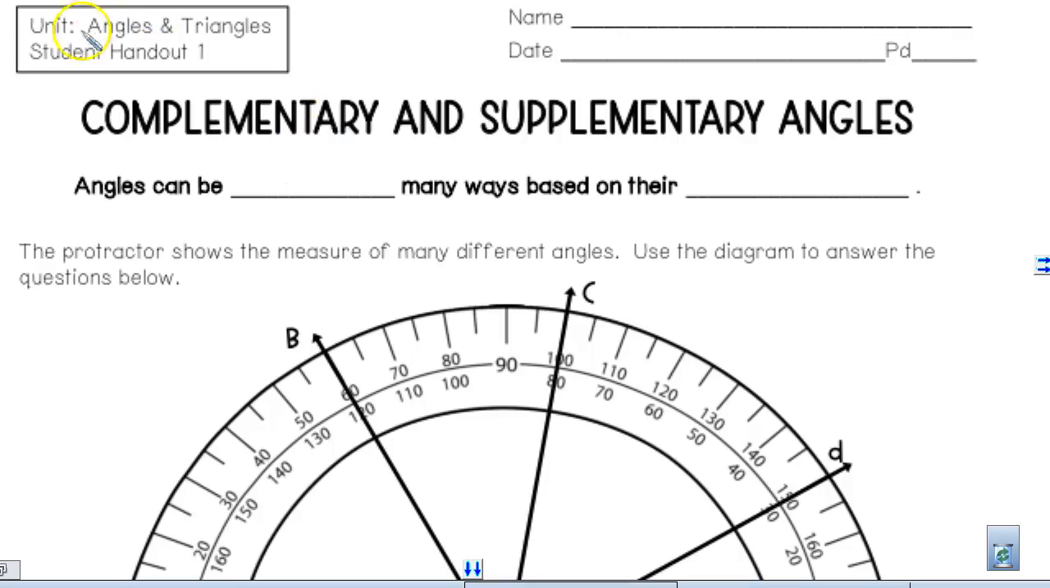So I need you to go ahead and flip to the following handout right here. And at the top, it should say student handout 1. That's going to be your notes for today. And we are going to be learning about complementary and supplementary angles. So angles can be named many different ways. Angles can be named in many ways based on their characteristics. So we're going to talk about some of those characteristics and what they are.